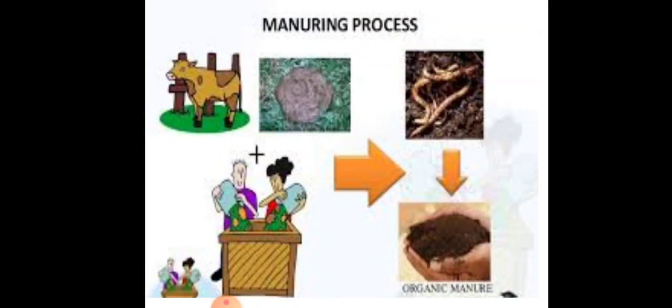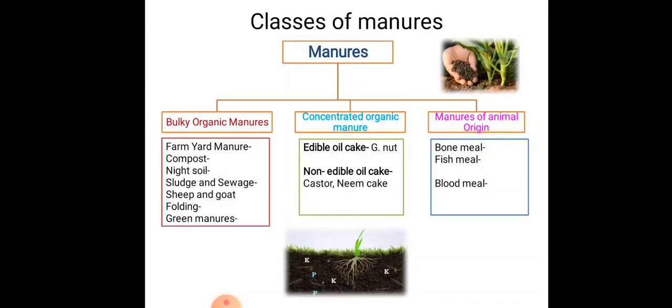Then we go for the manuring process. In this image you can see different sources of organic manure, such as farm shed, cow dung, earthworm, and waste from domestic or urban areas. These materials, sourced from farmyard, cattle shed, domestic waste and urban waste, are decomposed and manure is formed. They produce organic manure which is rich in essential nutrients as well as organic matter. Then we go for the classes of manures.